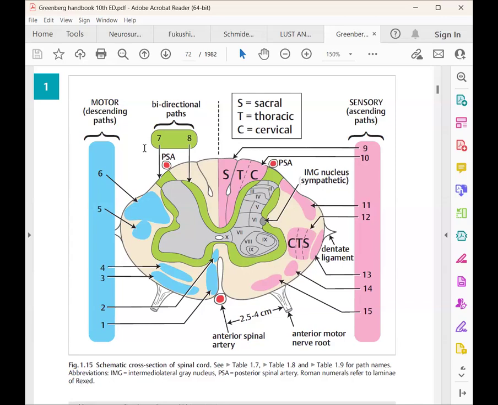Now there is one more thing called the spinocerebellar tracts. Basically, they are two. One is anterior, the other one is posterior. The anterior one is number 13, which is just lateral to the CTS. Just lateral to the CTS, that is the anterior spinocerebellar tract, and the posterior spinocerebellar tract is number 11. So in front of the dentate is the anterior, and then the posterior spinocerebellar tract.